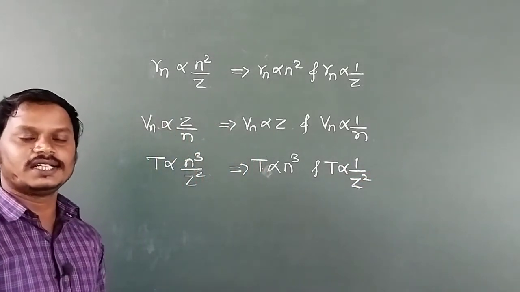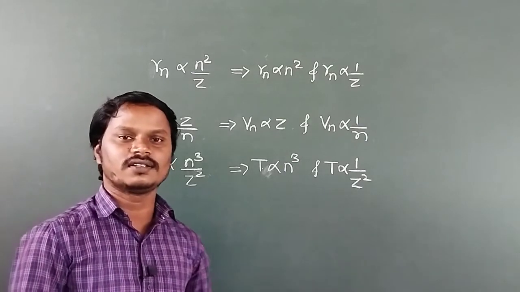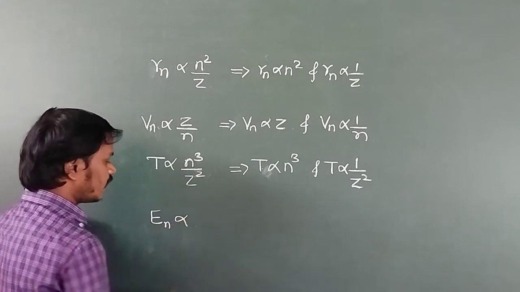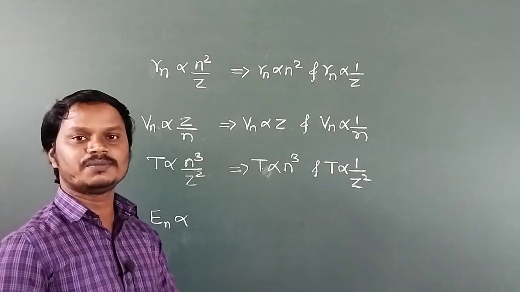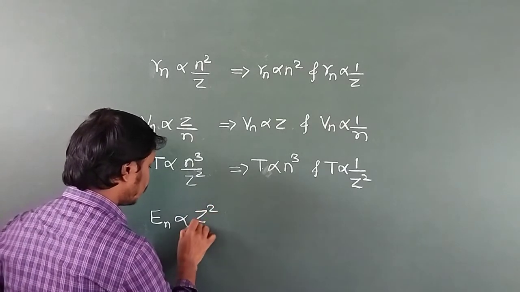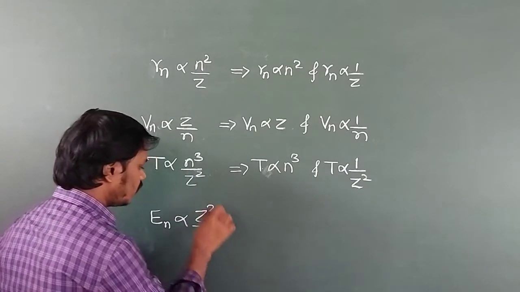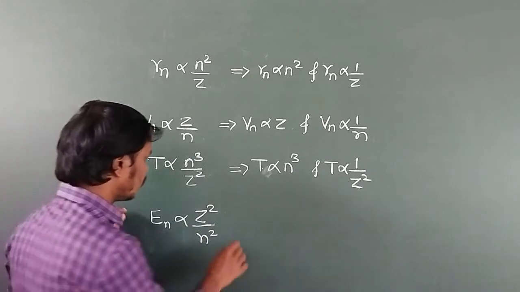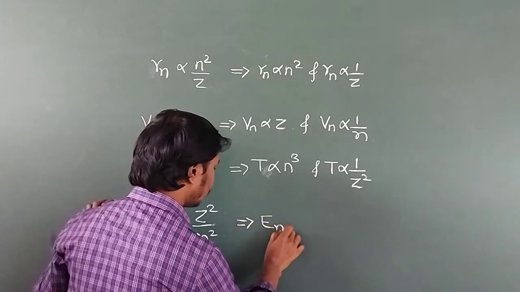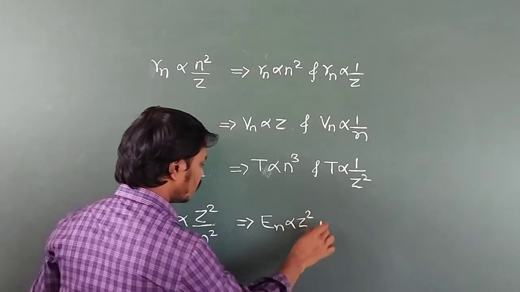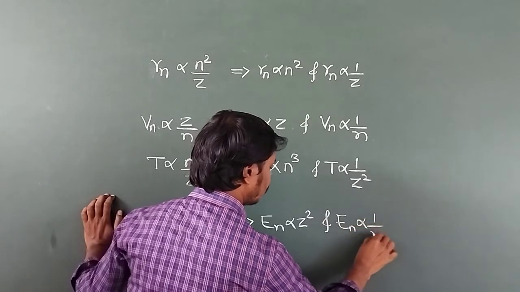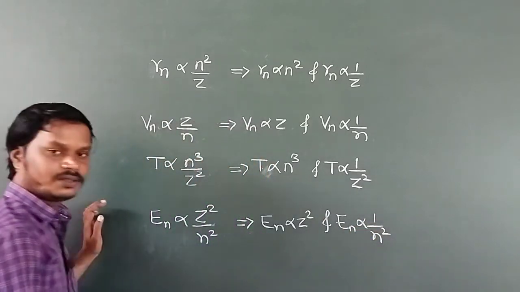Now next formula, that is energy of the electron in the nth orbit. So that is En is directly proportional to Z square and inversely proportional to n square. Now here, the energy of the electron in the nth orbit is directly proportional to Z square and inversely proportional to n square.